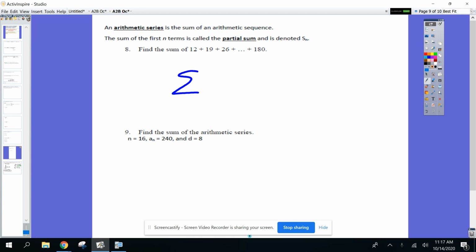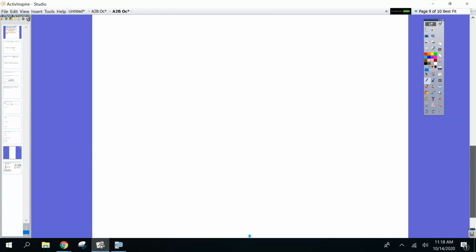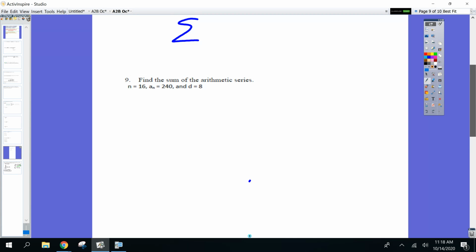I don't feel comfortable where we were, so I want to do 2 more problems where we build our own sigma. Okay, so anytime they ask you to add up an arithmetic sequence, I need you guys to start building a sigma for me. All right, so take a look at number 9. Find the sum of that arithmetic series.